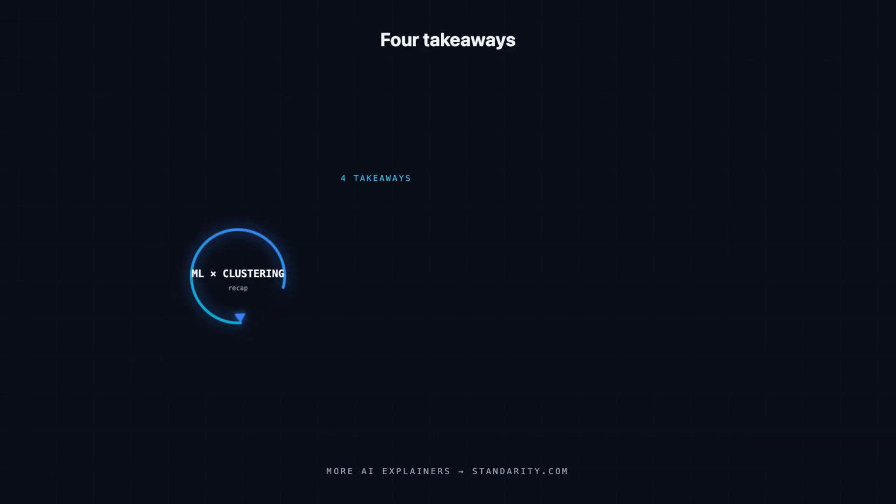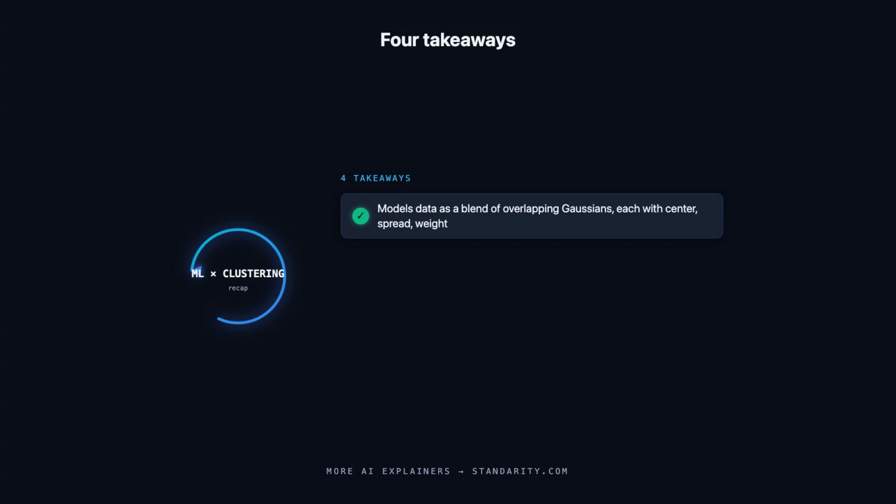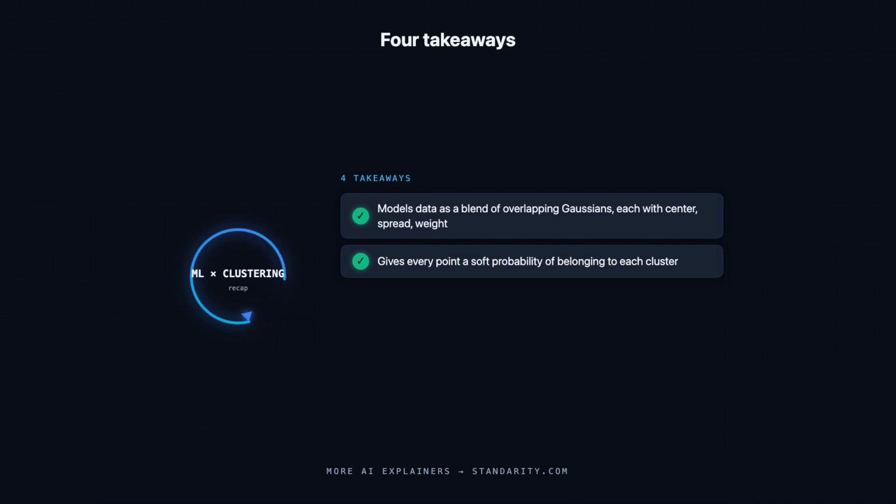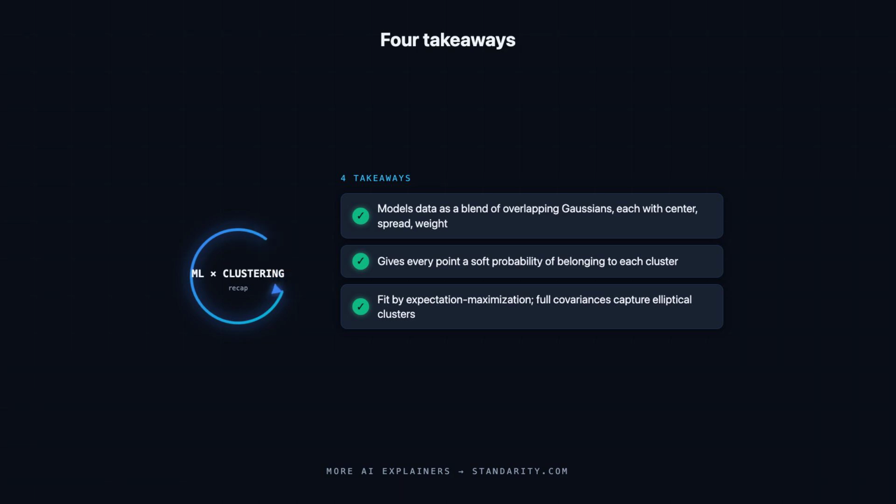Alright, let's lock in what matters. A Gaussian mixture model treats the data as a blend of several overlapping bell curves, each Gaussian with its own center, spread, and weight. Instead of hard assignments, it gives every point a soft probability of belonging to each Gaussian, which is genuine cluster membership with honest uncertainty. It is fit by the expectation maximization loop, and its full covariances let it capture elliptical, tilted clusters that k-means, a special hard assignment case, gets wrong.